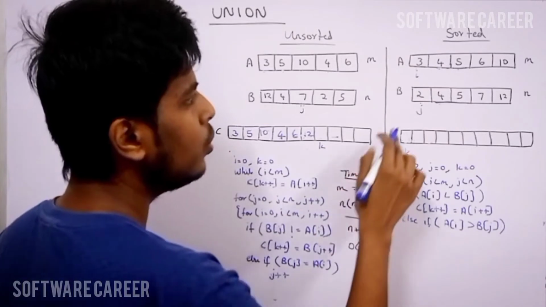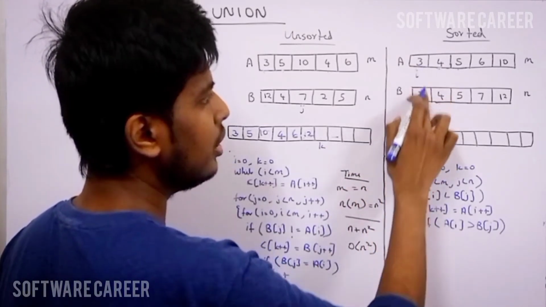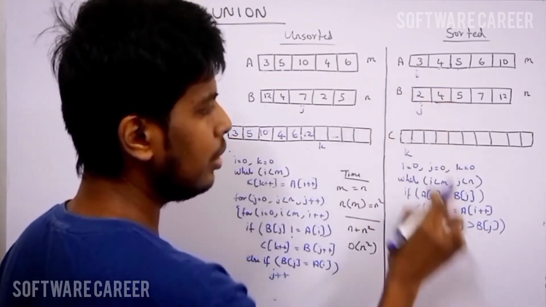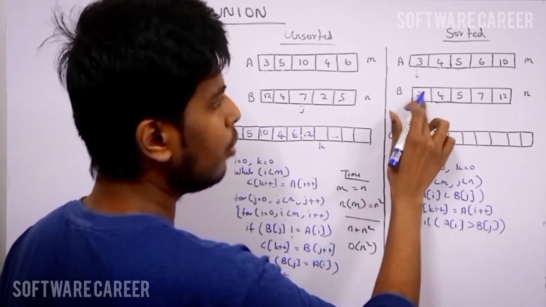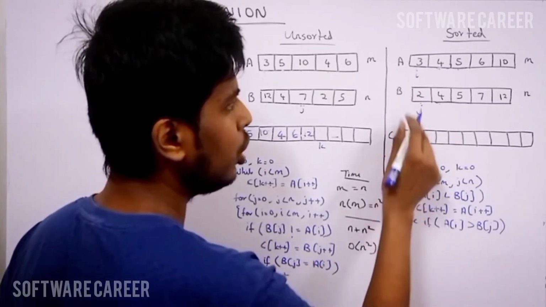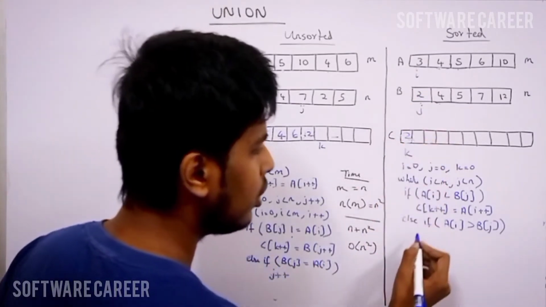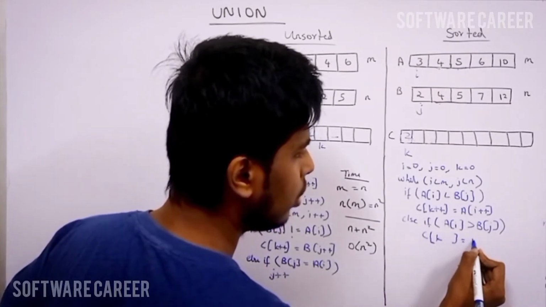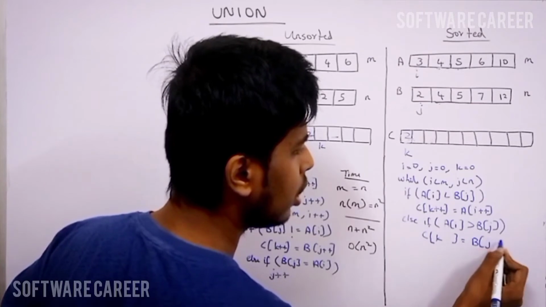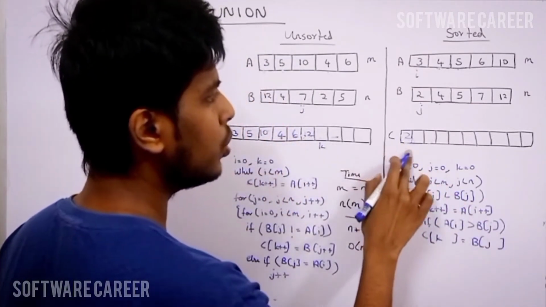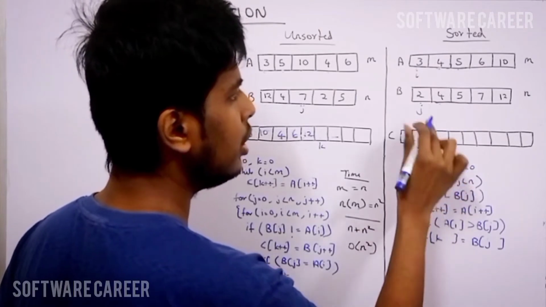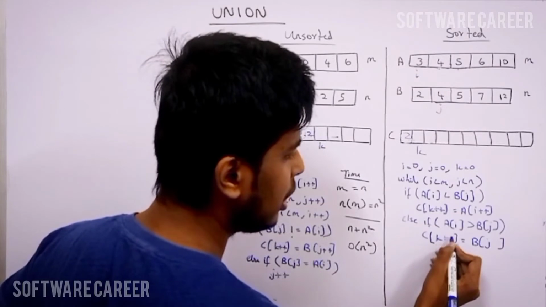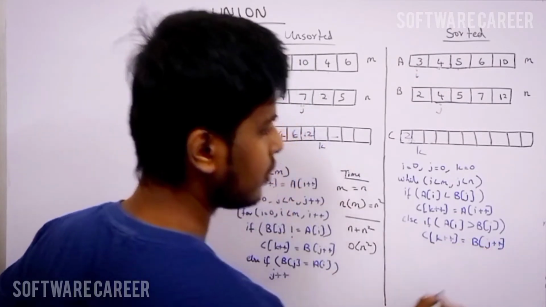Now suppose you are comparing whether 3 is less than 2. No, it's greater than 2. That means A of I is greater than B of J. So you should copy this B of J over the C of K. So you are copying this 2 over here. So C of K equals B of J. You have copied. Now what should you do? You should increase this K value here and you should increase the J value over here. So I am writing K plus plus, J plus plus.